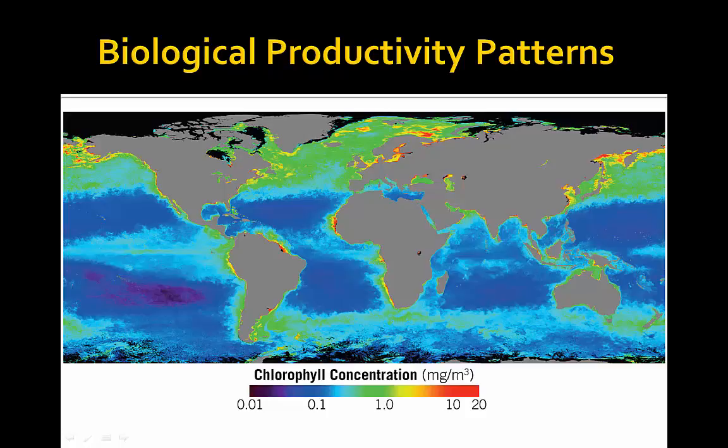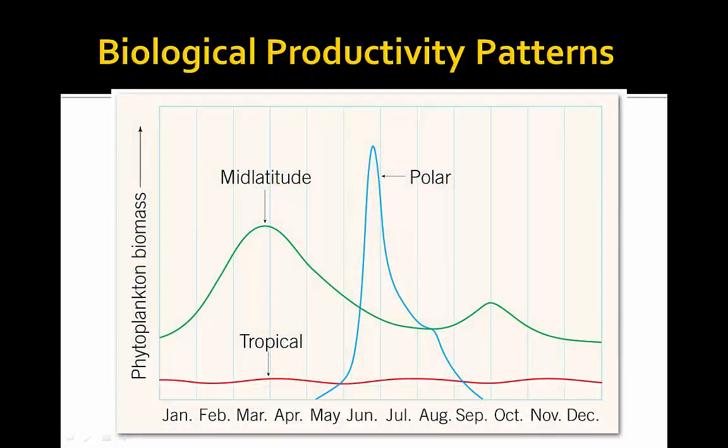Now, this isn't a problem in the Arctic, where there is no pycnocline. However, the Arctic suffers from another problem. It only receives light in the summer, so there is just a brief period of intense productivity.